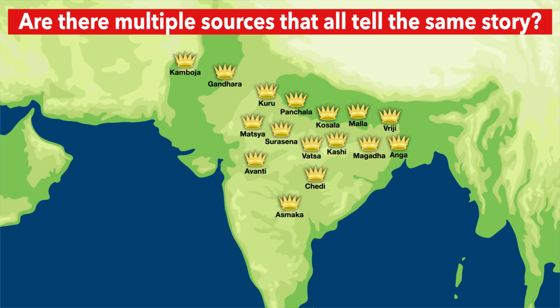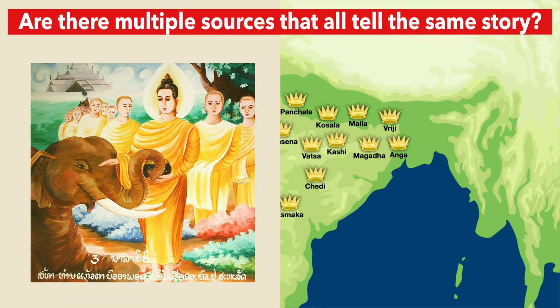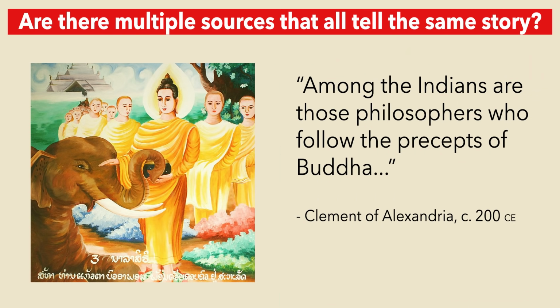Secondly, are there multiple sources that all tell the same story? In this case, the answer is both yes and no. On the one hand, we do not have any ancient sources outside of Buddhist literature that can confirm the more fantastical elements of his life story, such as his ability to perform miracles. However, on the other hand, we do have several Greek and Roman sources that seem to back up the general fact that the Buddha was an important sage or teacher from India, and that he founded an important religious movement.